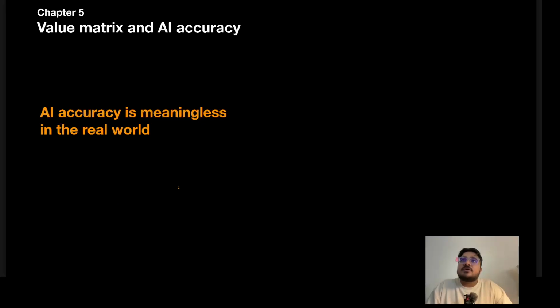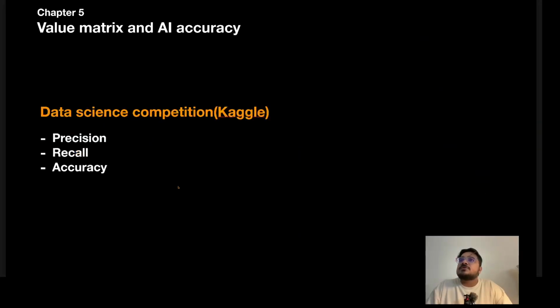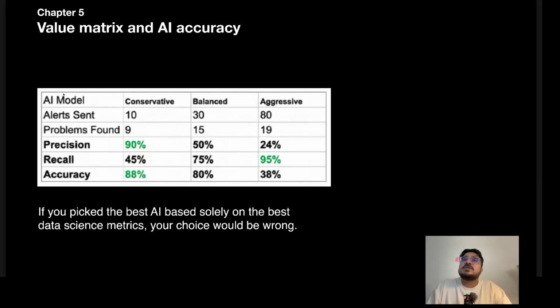So what is AI accuracy? If you see Kaggle and everything, I'll show you. There is a data science competition called Kaggle. They conduct a competition and they evaluate the AI models based on these parameters, and precision and accuracy seem like very important parameters there. But that's not how the AI world operates.